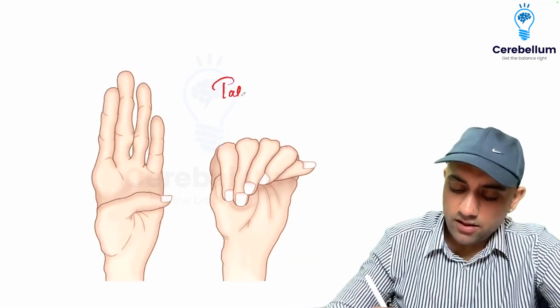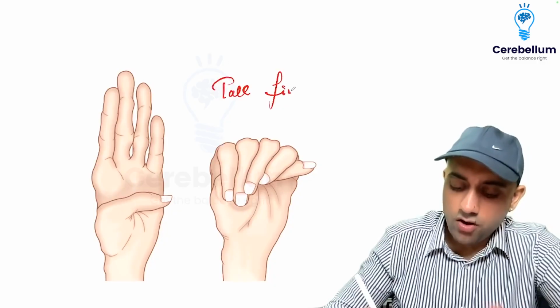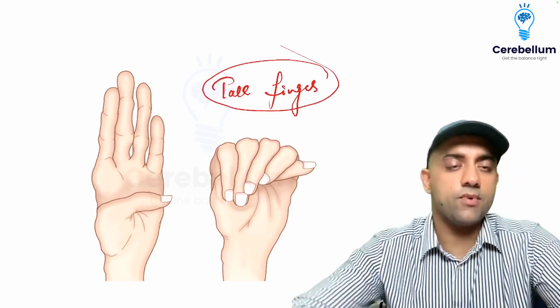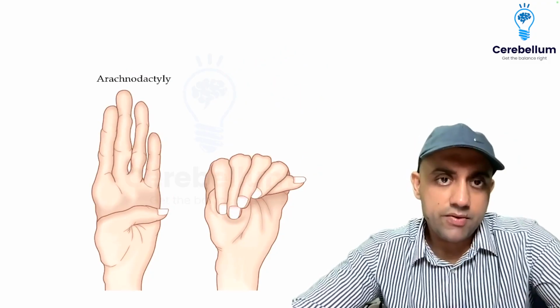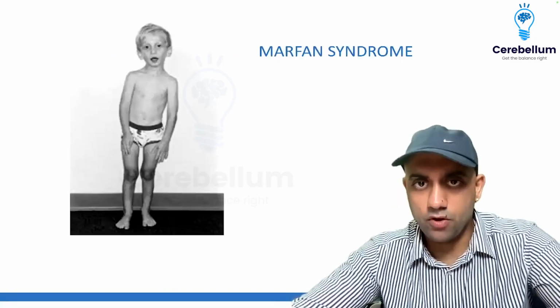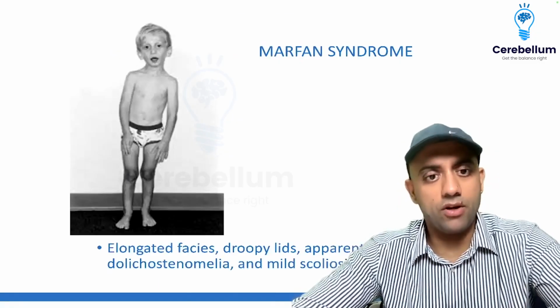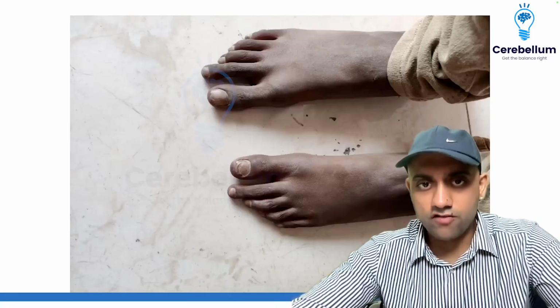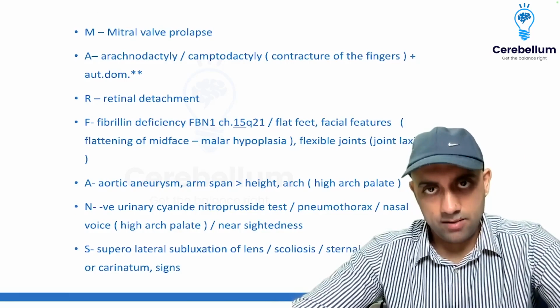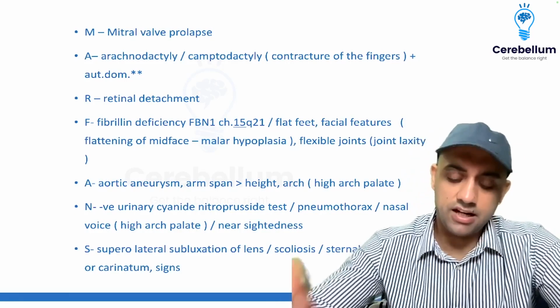The patient has tall or long fingers. So long fingers, what do you think of? You think of arachnodactyly, long fingers. Where do you see arachnodactyly? Marfan syndrome. You all know that. Marfan syndrome, the name itself is the mnemonic. The patient will have long fingers. So what is the most common congenital heart lesion in Marfan?